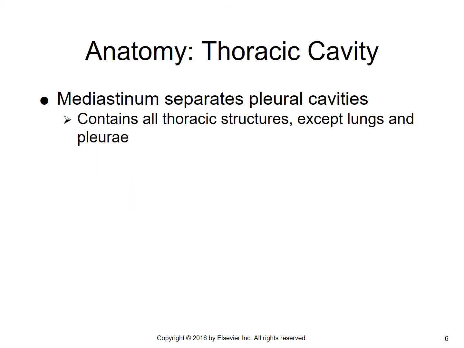Between that, then we've got the mediastinum, media meaning in the middle, which separates these two pleural cavities. And it contains all of the thoracic structures except for the lungs and the pleurae, the coverings of the lungs. So everything in the middle, and we're going to talk about what's in there, is considered to be the mediastinum. Your lungs, though, and the coverings of the lungs, the pleurae, are not part of the mediastinum.